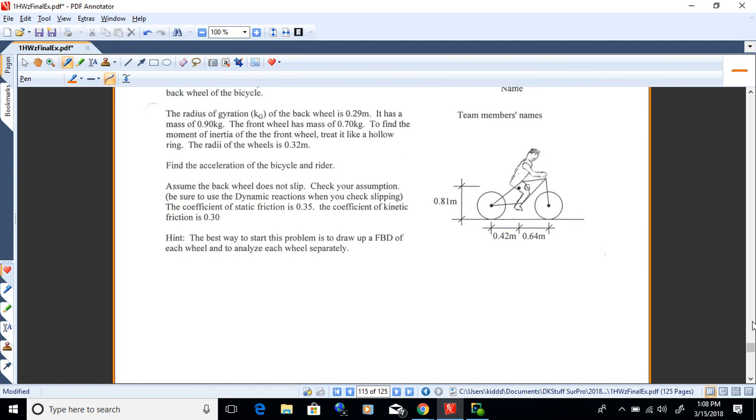You all remember you've ridden bikes. The back wheel has the sprocket on it. The front wheel doesn't have much at all. The front wheel's just kind of a free wheel. So remember the stuff on drag wheels and drive wheels when you draw this out.